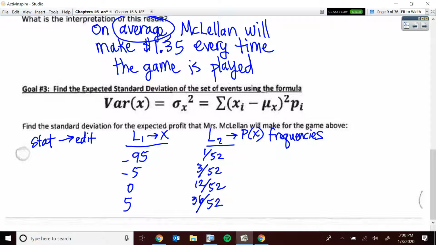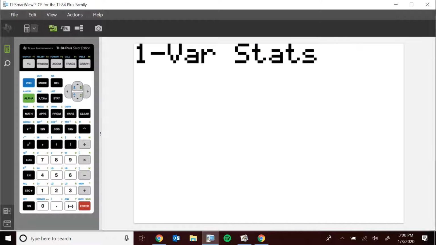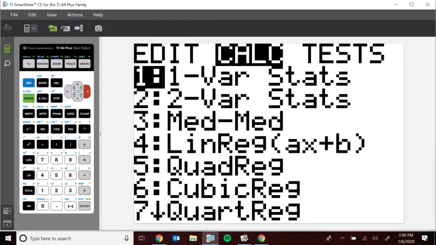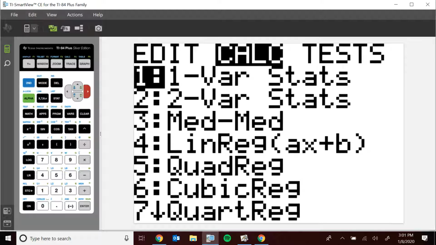Okay, I'm going to shortcut it. I have done that, so I've got this typed in there. So we're going to now stat. Well, I can go ahead and stat edit and show you. I have them in there. Mine are backwards. Okay, but here let's calculate. We are going to calculate the one variable, our random variable, statistics.